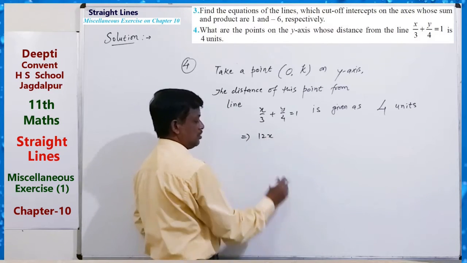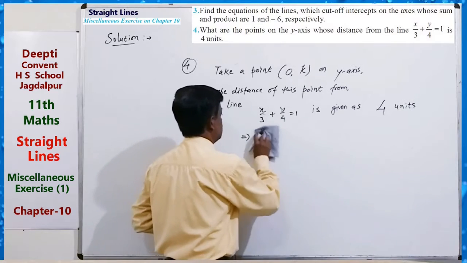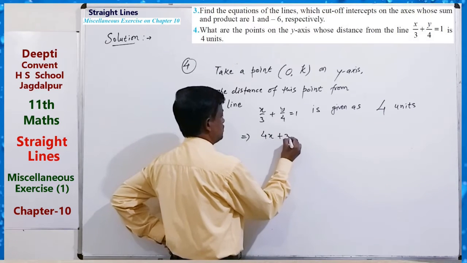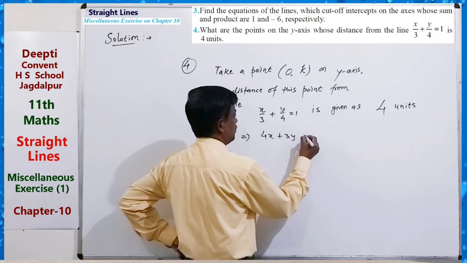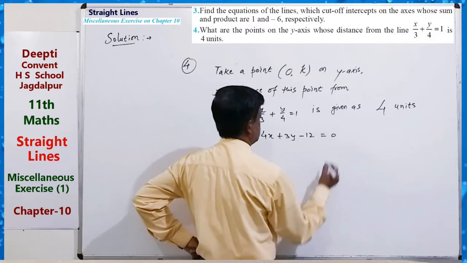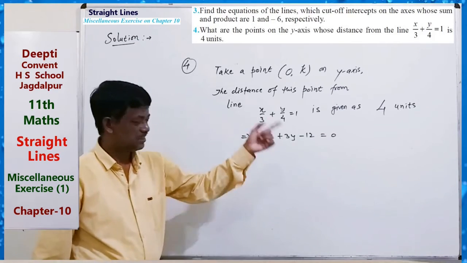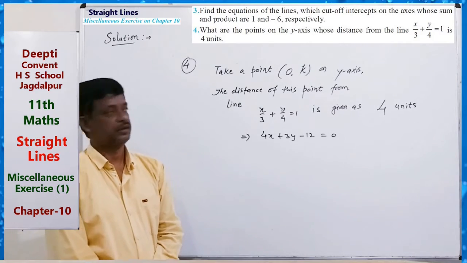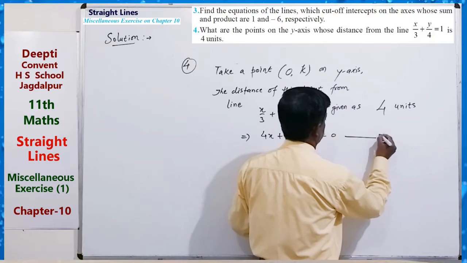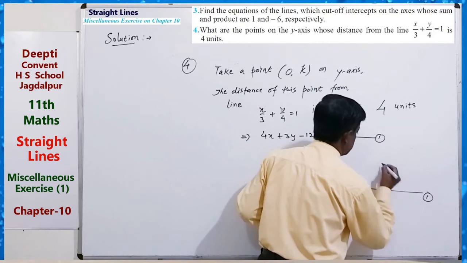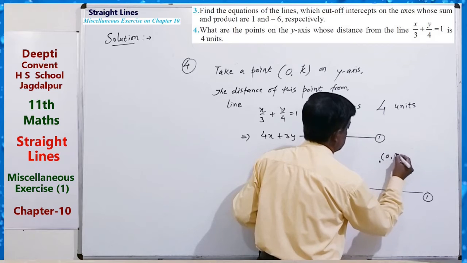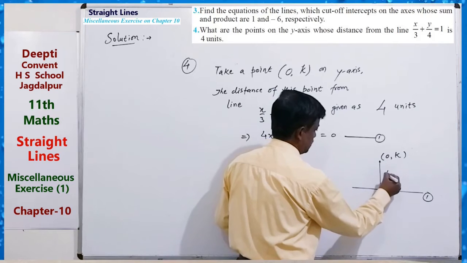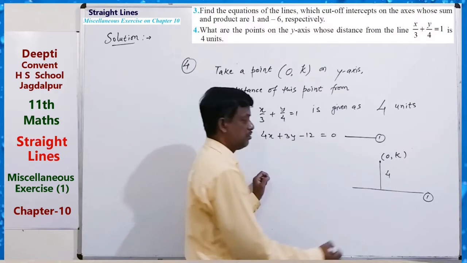4x plus 3y minus 12 equals to 0. Just solve it and write it as ax plus by plus c equals to 0. This is equation 1. Line 1 is this, and the point is 0, k. And this distance is 4, the perpendicular distance.